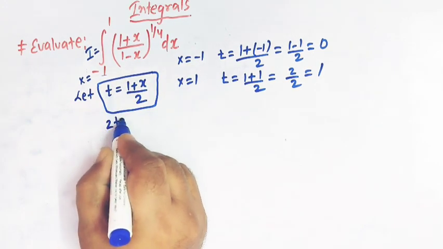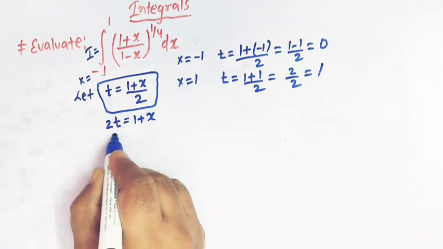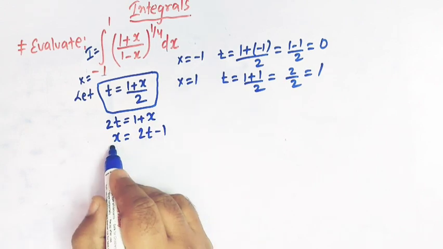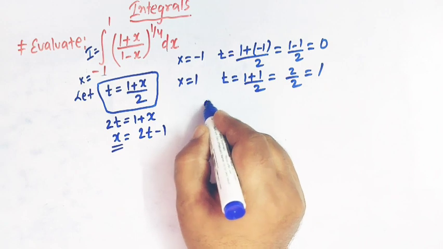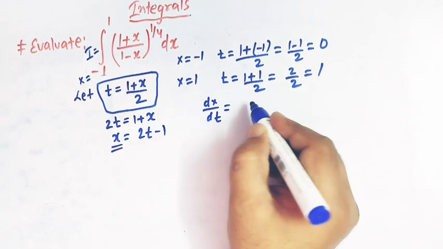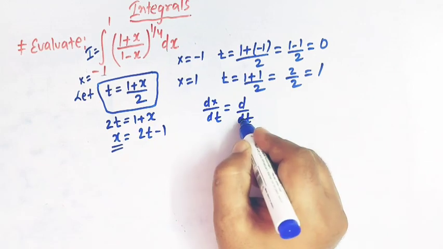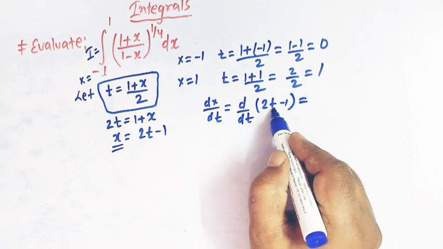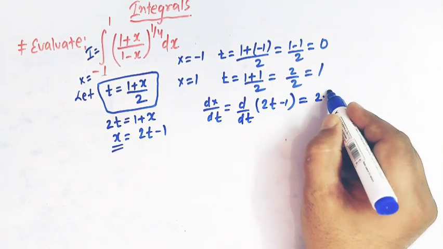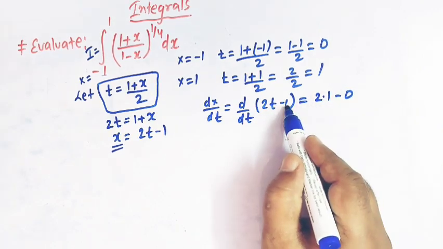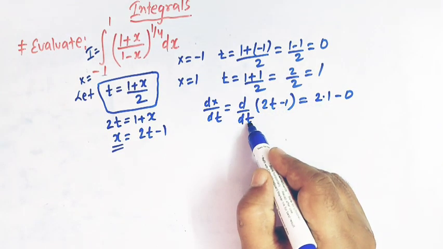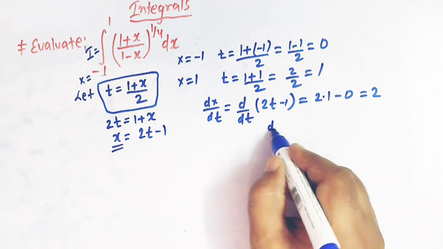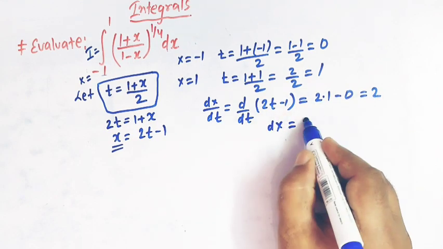So now let us rearrange this expression. So we can now write 2t is equal to 1 plus x, or x is equal to 2t minus 1, right? Now let us differentiate x with respect to t. So we have dx over dt is equal to d by dt of 2t minus 1, right? Now see, the derivative of t with respect to t is 1, so we have 2 times 1 minus 0, because the derivative of 1 with respect to t is 0, being a constant. So here we have 2, right? So now we can write dx is equal to 2 dt, right?